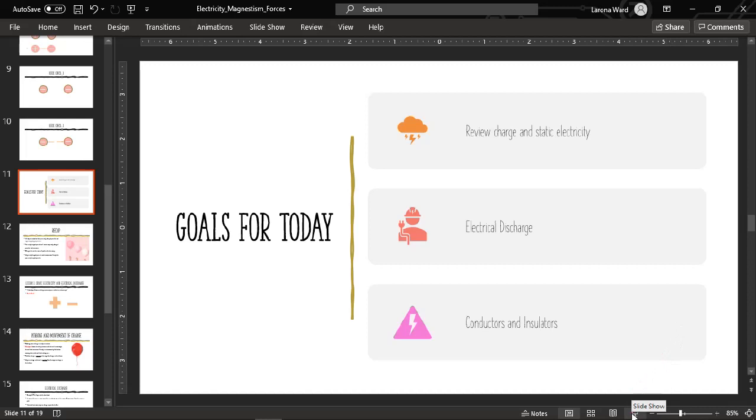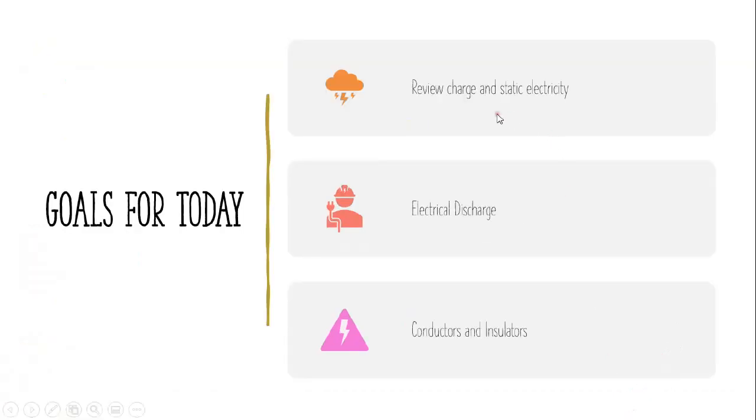This is part two. So we are going to review about charge and static electricity. Then we're going to talk about electrical discharge and then move on to talking about conductors and insulators. So make sure that once again you have that packet that you used in part one, because I am continuing in the same packet.